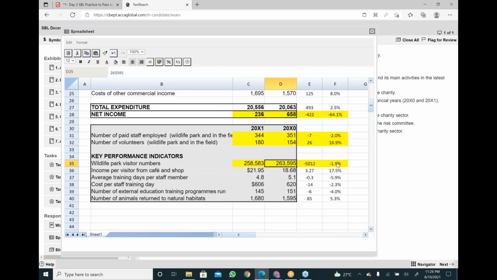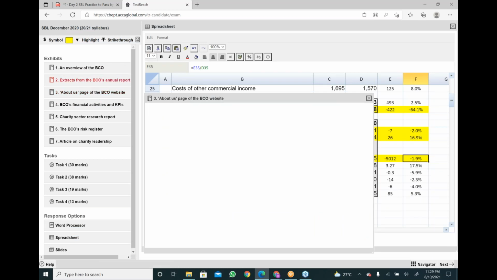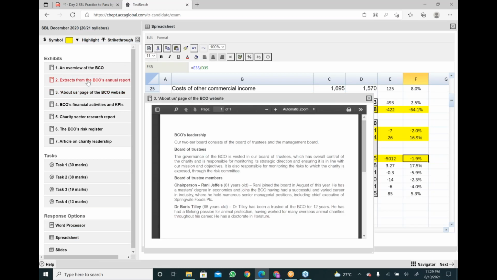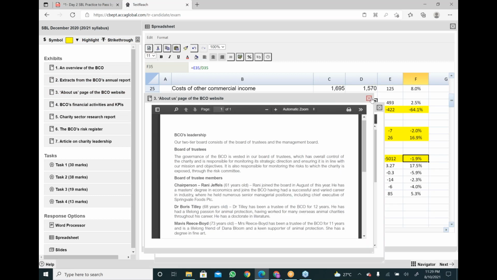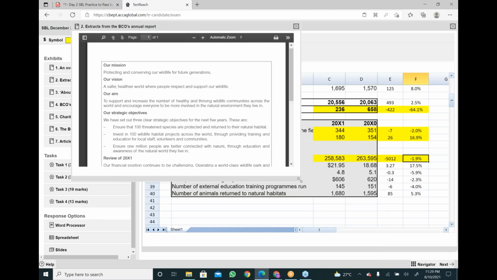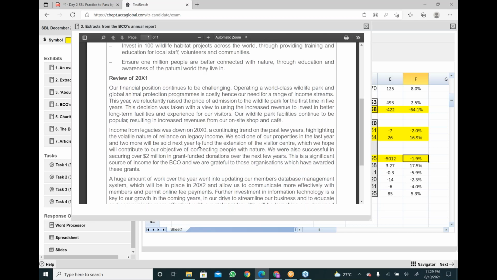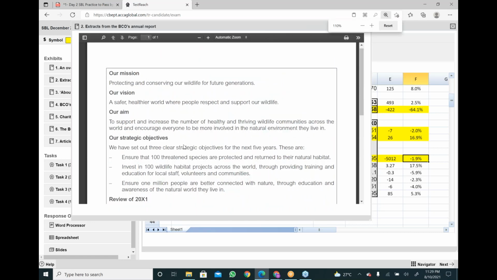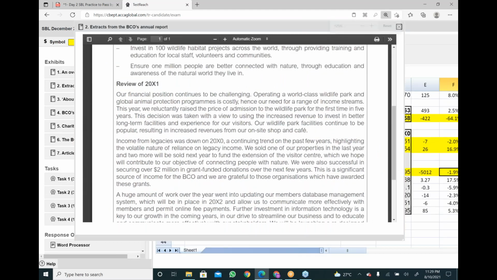Wildlife visitors have gone down. Why? Why has our number of visitors gone down? So let's read their annual report. Okay, so the annual report is given, in which there is a section called review of 2021.